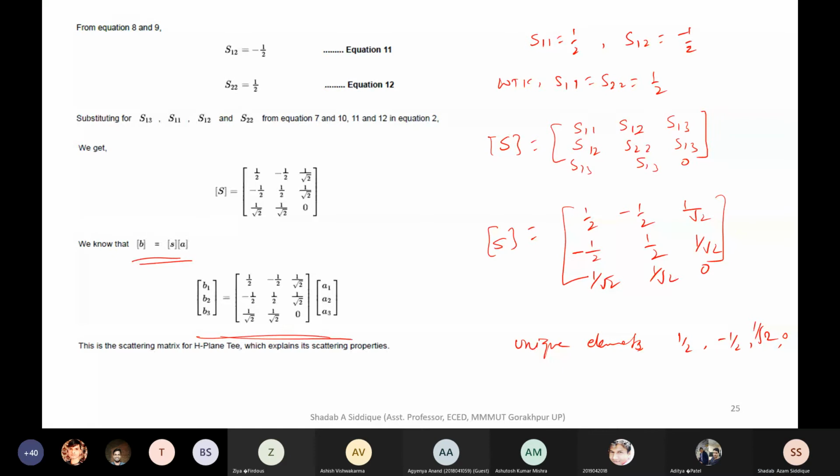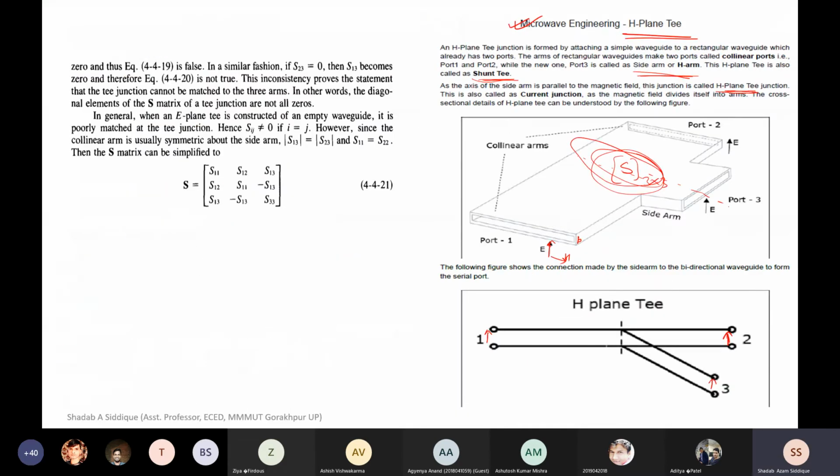So this is all about the H-plane T. You can see how the configuration looks for the H-plane T. There are also different names for the H-plane T. It is called a shunt T or current junction. So you should remember these things. The E-plane T is called a series T or a voltage junction.